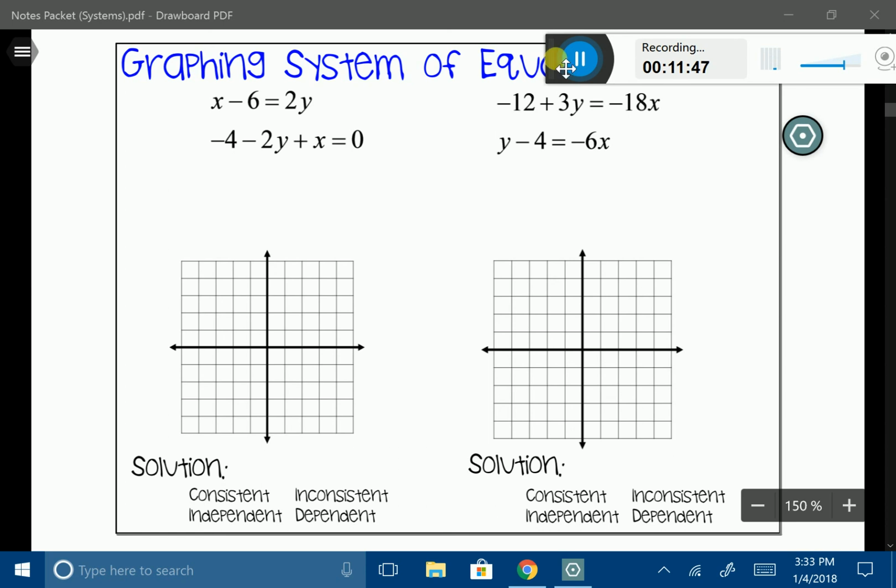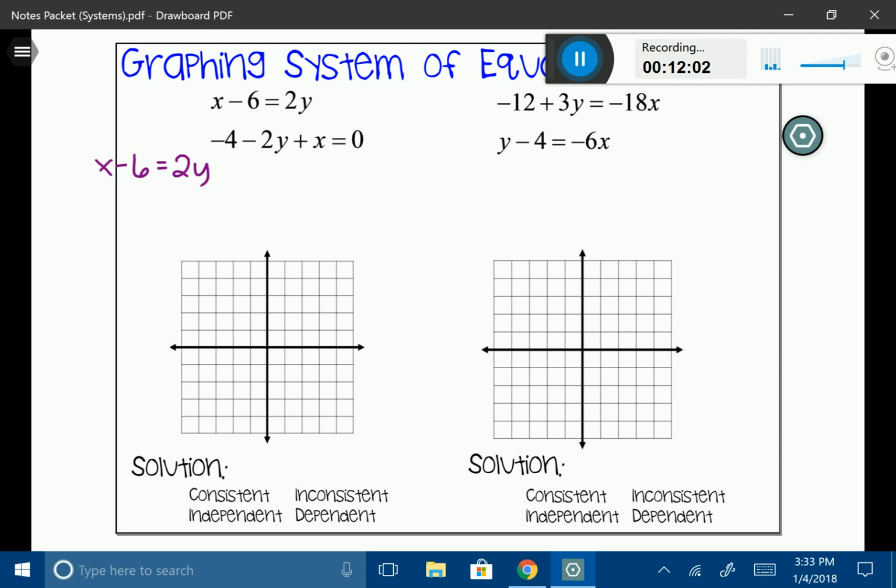So I have to put them into a specific form. I'm going to go ahead and put them into slope-intercept form because that's the best form to graph, to be honest with you. If you want to put it in standard form or point-slope form and graph that way, that's fine too. But I usually like to go with my slope-intercept form.